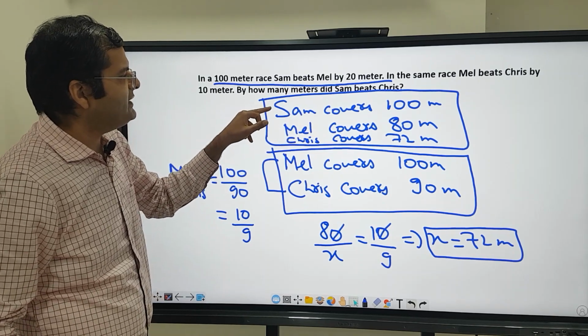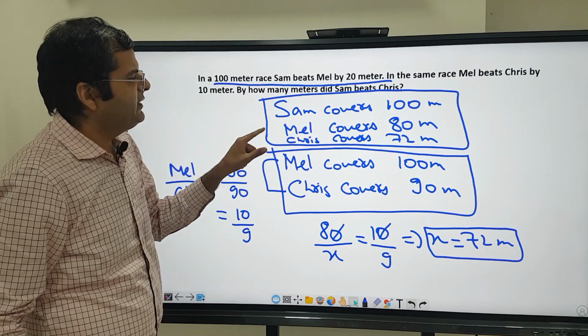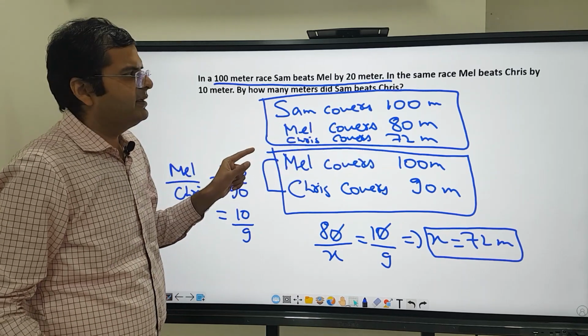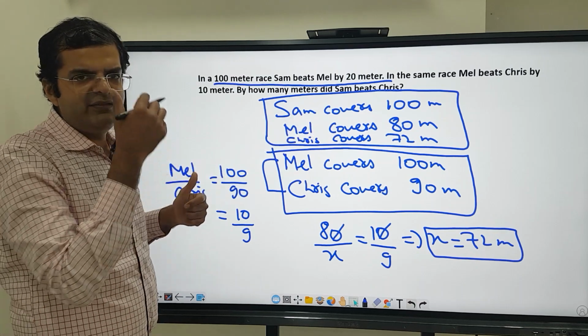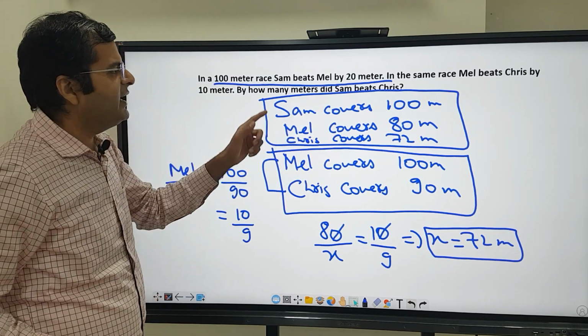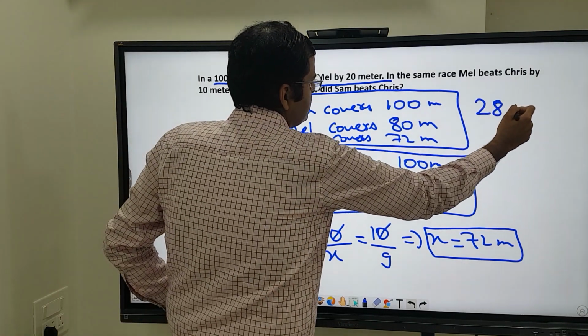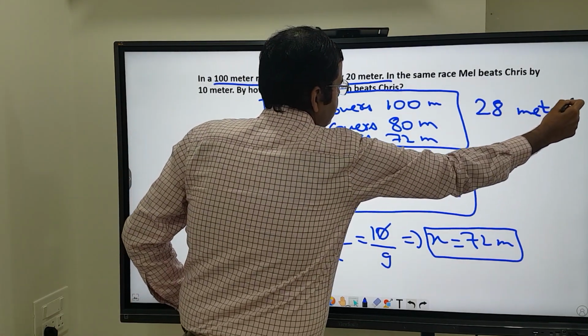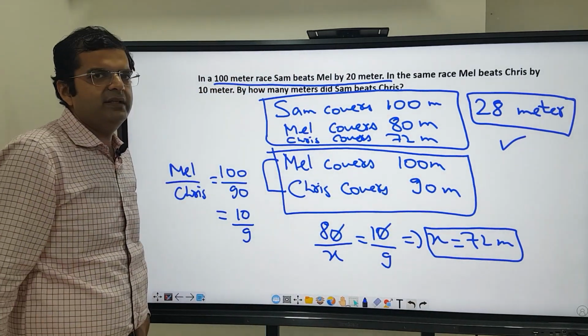Why? Because I have to compare Sam and Chris. Now if you look at it, Sam is covering 100 meters, Chris is covering 72 meters. So Sam has beaten Chris by how many meters? 100 minus 72, which is equal to 28 meters. So by how many meters did Sam beat Chris? The answer is 28 meters, and that is the right answer here. That's how you solve the question.